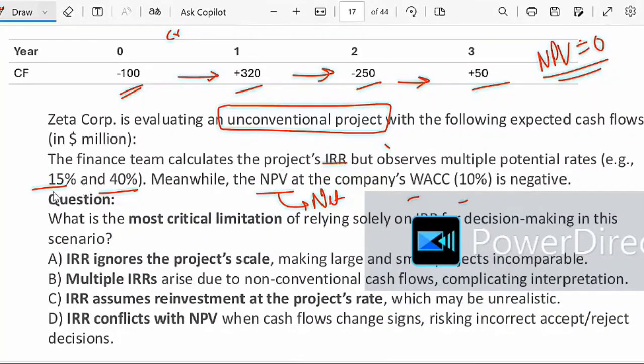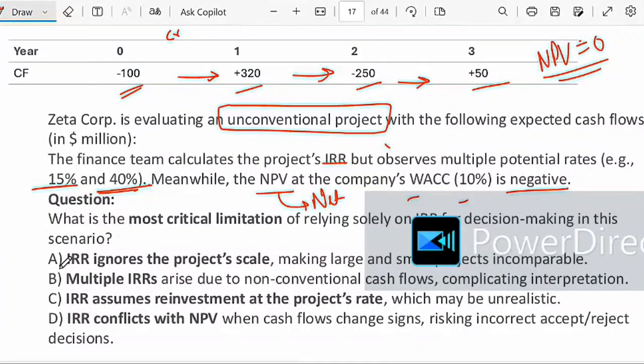You see, one time it is giving you 15%. One time it is giving you 40%. So it will give you multiple IRR, right? Which is super confusing. You may think, wow, I am getting a 40% return, but hold on, your NPV at a WACC of 10% is negative, which is destroying the value. So, what do you think the correct answer is?